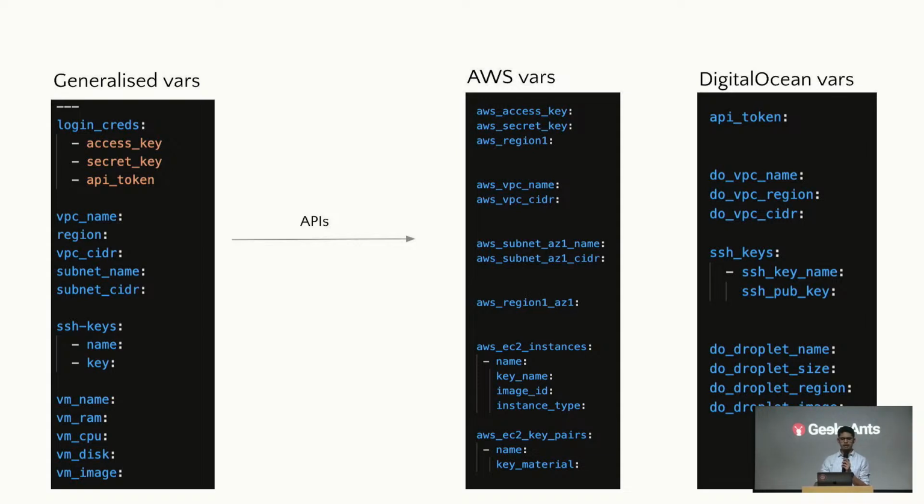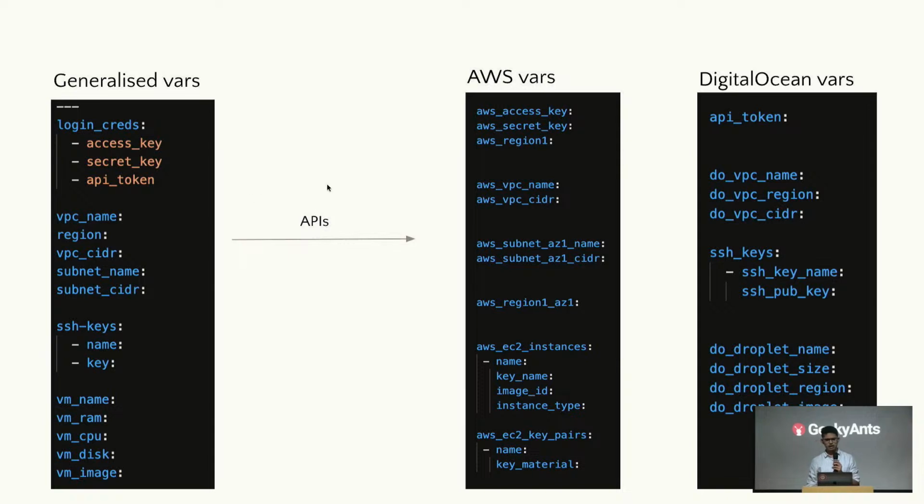What we have in generalized vars are simple login credentials for that particular cloud provider. We take general information like the VPC name, which region you want to boot in, any particular subnet CIDR you want, SSH keys, the VM name, and VM specifications like RAM, CPU, and disk. We have created a set of infrastructure APIs in which we pass the cloud name, and it takes the information and creates a vars file for us.